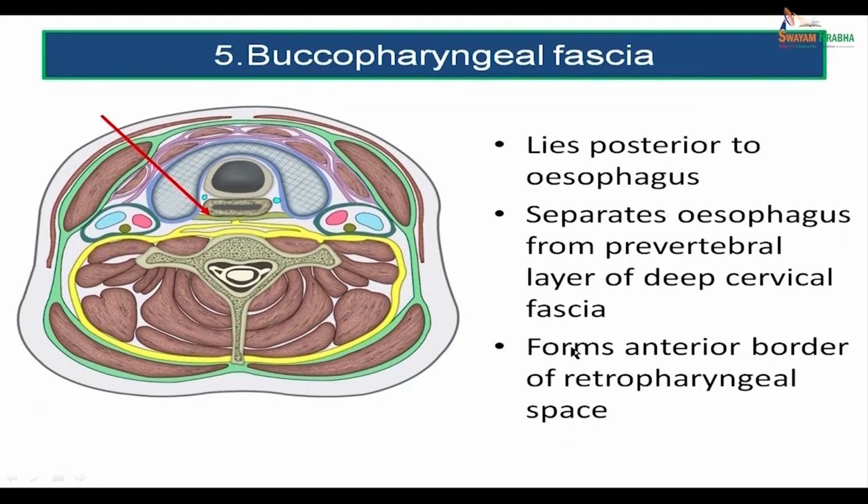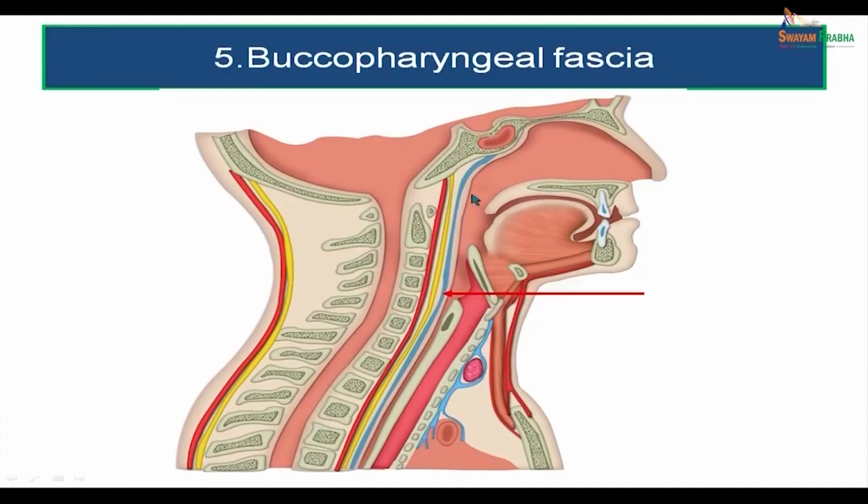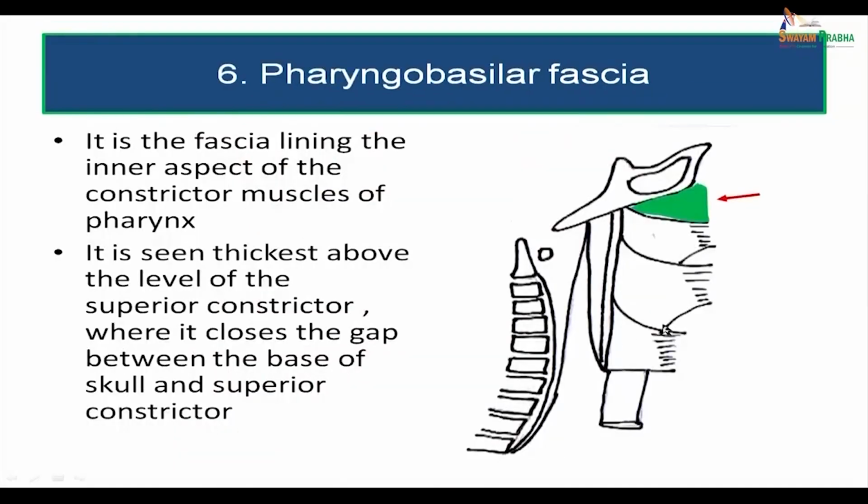It also forms the anterior border of a space called the retropharyngeal space. We will be talking about this space in a moment. Tracing the buccopharyngeal fascia in a vertical section, you can see this blue line. It is passing from the base of skull all the way down. That is the buccopharyngeal fascia. Now, the sixth layer, that is the pharyngobasilar fascia.